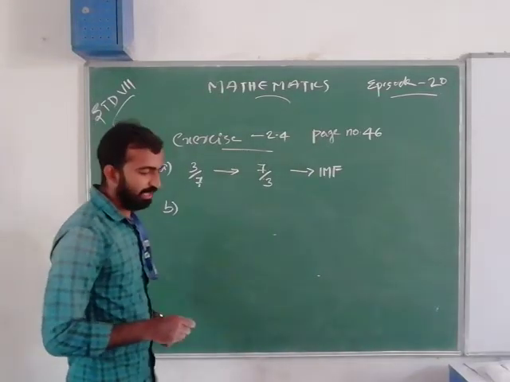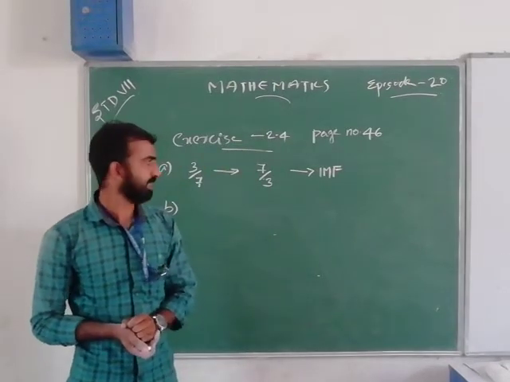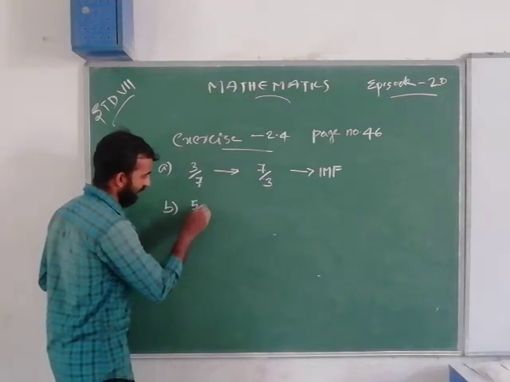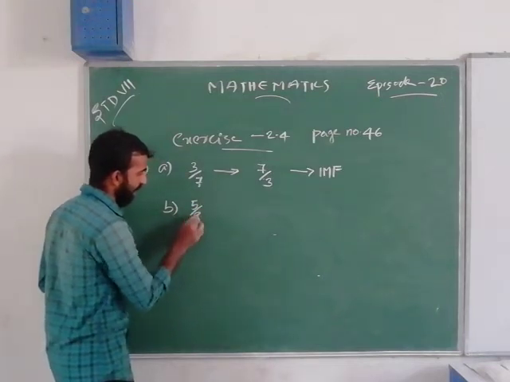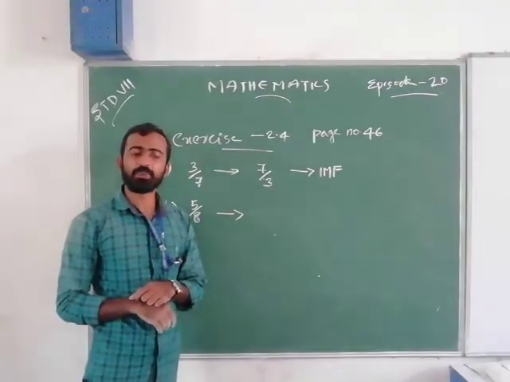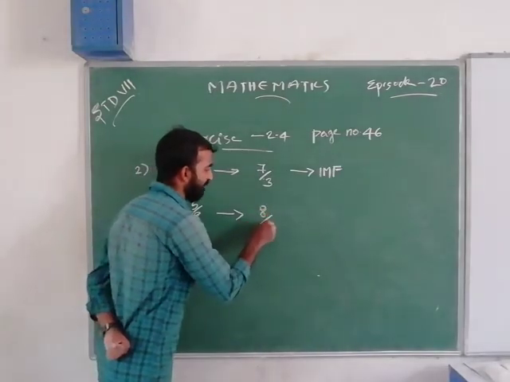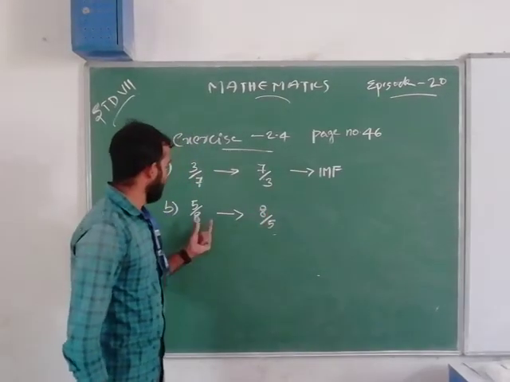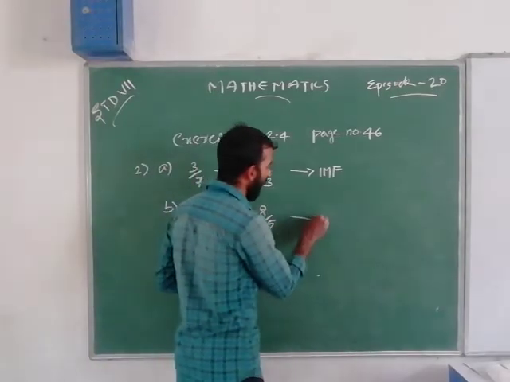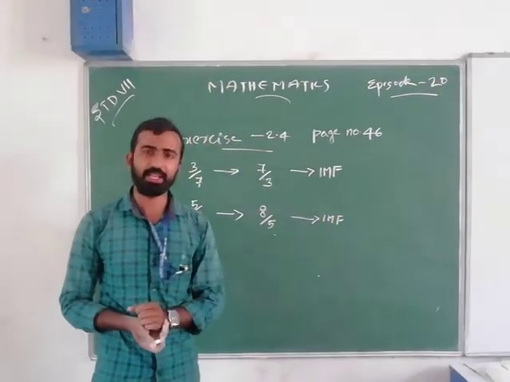And the next one is B. What is B? B is 5 by 8. What is the reciprocal of 5 by 8? We get 8 by 5. The reciprocal of 5 by 8 is 8 by 5. That is also an improper fraction. Improper fraction, is it? Yes.